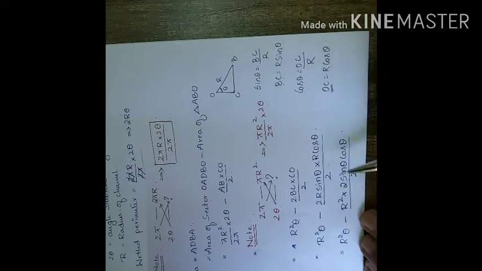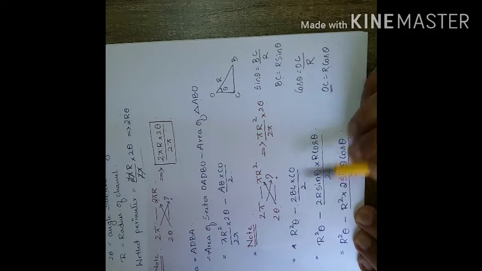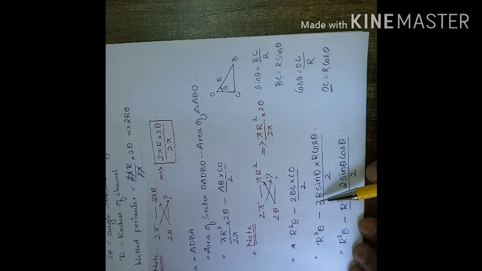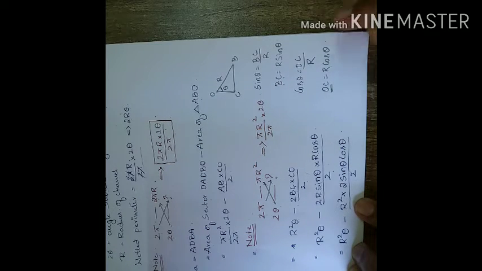So that is what I have substituted here. 2 BC is R sin theta and CO is R cos theta divided by 2. So 2 R sin theta R cos theta by 2. R into R is R square. 2 I have kept as it is, it cannot be cancelled because we are using some formula of trigonometry. So please do not cancel the 2 here itself.